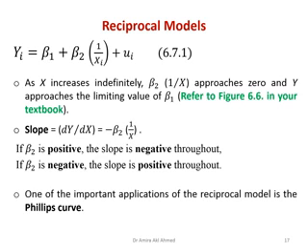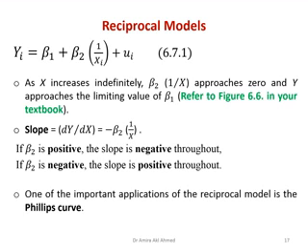The reciprocal model represented by equation 6.7.1 is nonlinear in the variable x, but it is linear in the regression parameters beta 1 and beta 2, and thus it is a linear regression model that could be estimated using the OLS method. From the mathematical economics course, we know that as the independent variable x increases indefinitely, the second term of equation 6.7.1 approaches 0, and thus y approaches the limiting value of the intercept, that is beta 1.